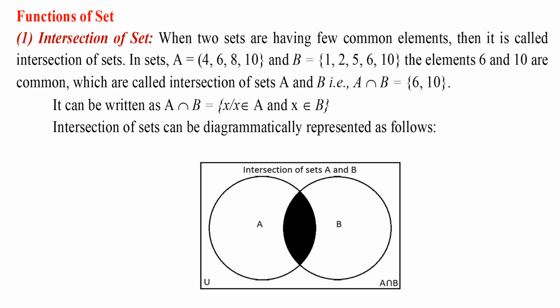When two sets have a few common elements, it is called the intersection of sets. In the sets A equals {4, 6, 8, 10} and B equals {1, 2, 5, 6, 10}, the elements 6 and 10 are common, which are called the intersection of sets A and B, i.e., A ∩ B equals {6, 10}. It can be written as A ∩ B equals {x : x ∈ A and x ∈ B}. Intersection of sets can be diagrammatically represented as follows.